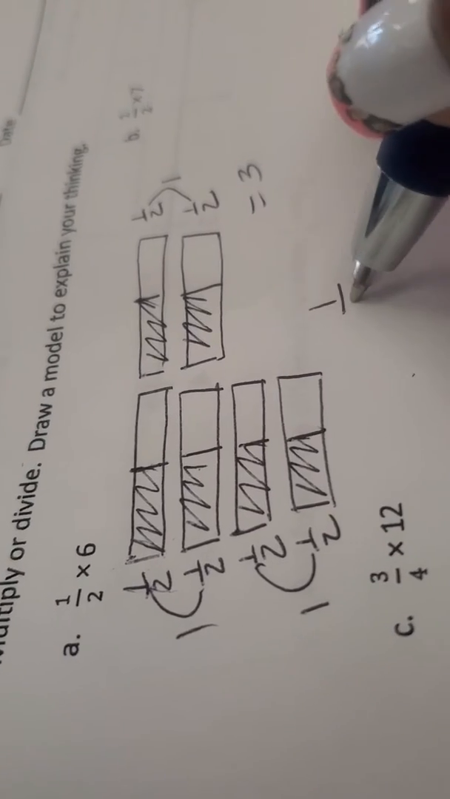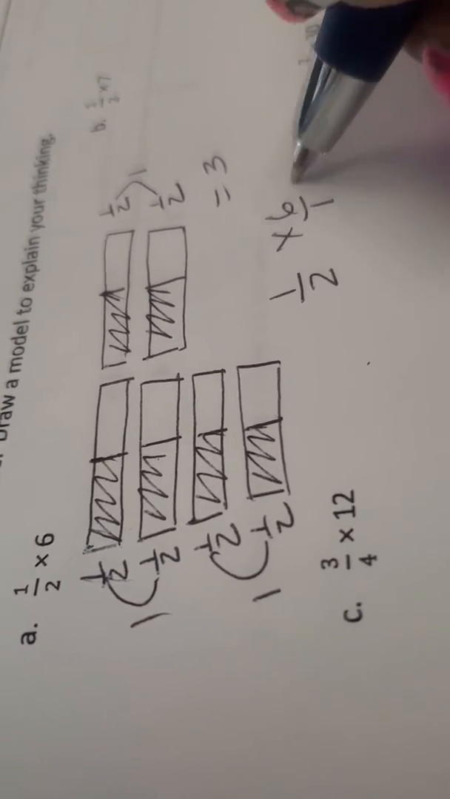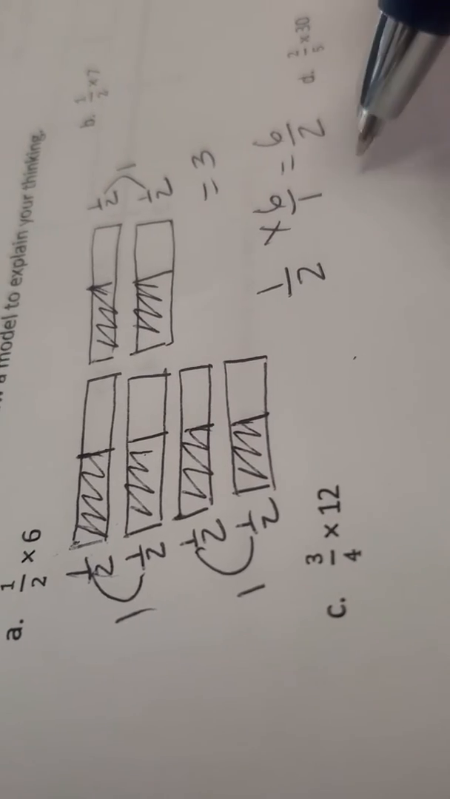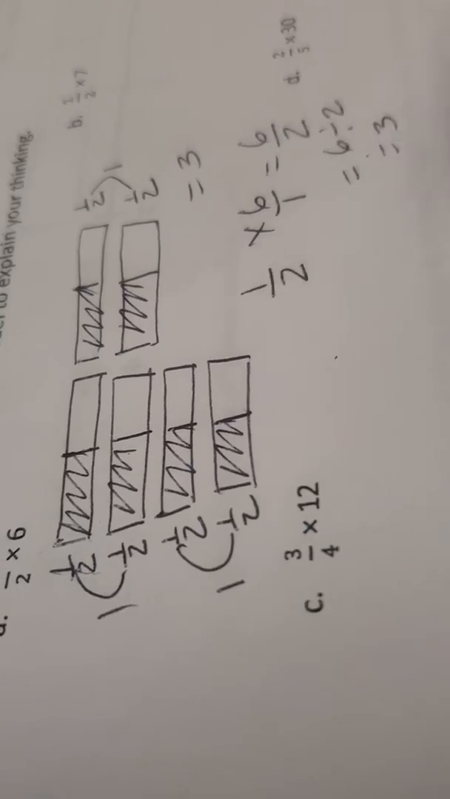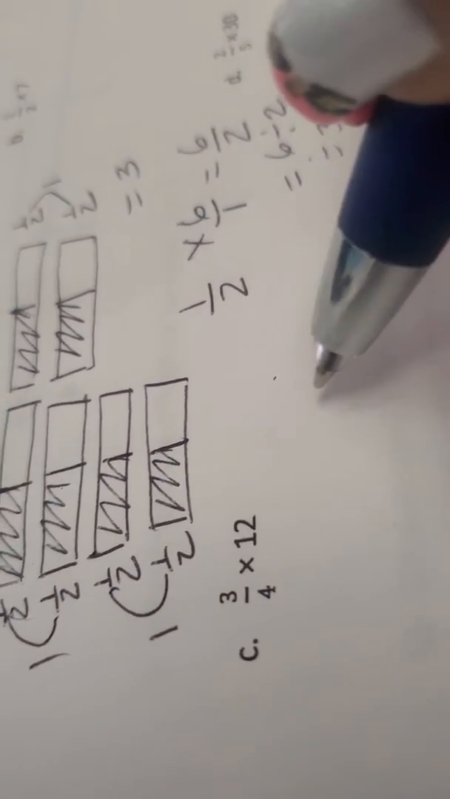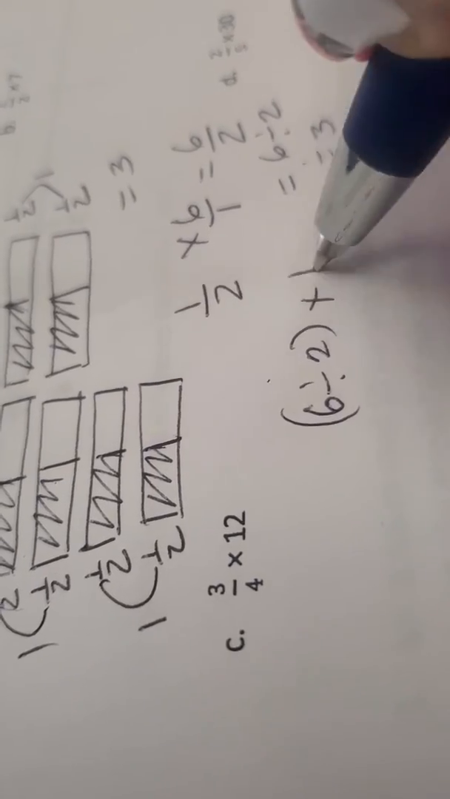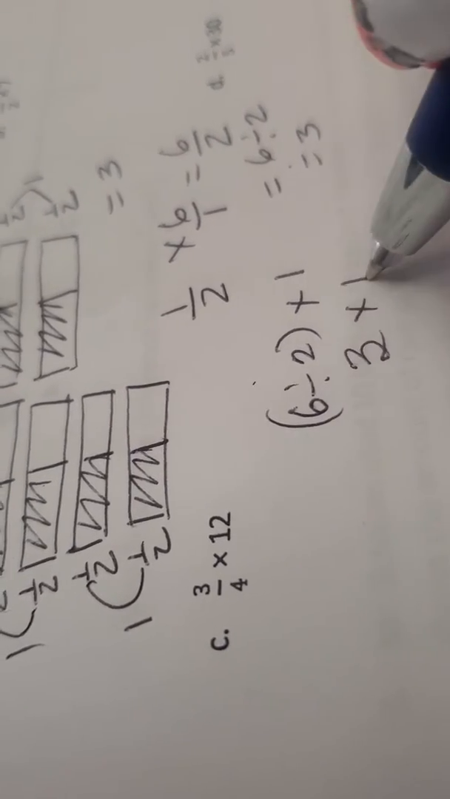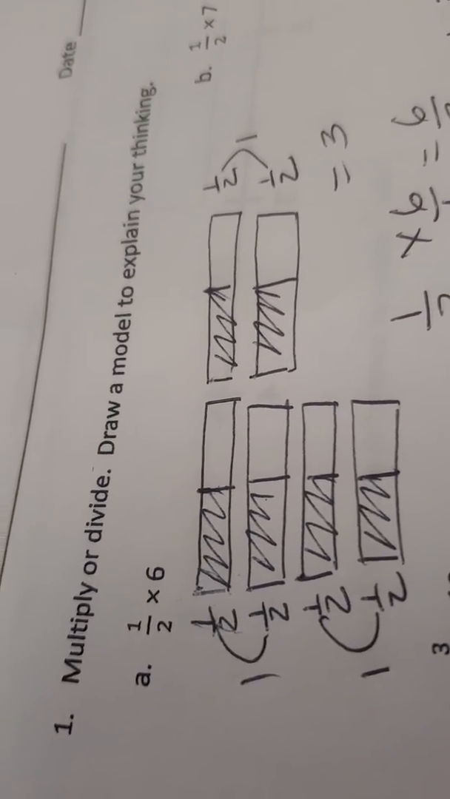How else would we have done that? Usually it's 1/2 times 6/1, which gives us 6/2, which is the same as 6 divided by 2, which is 3. Others would have done 6 divided by 2 times 1, which is 3 times 1, which equals 3. So any of these models should be able to represent what we have.